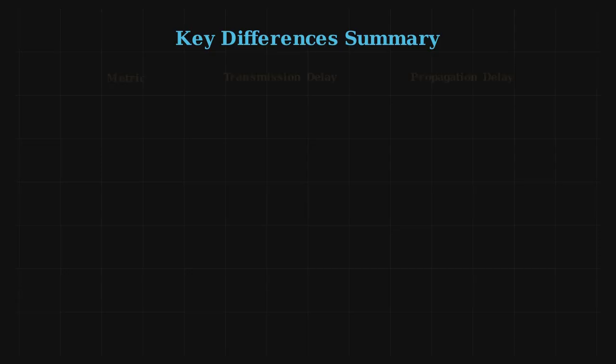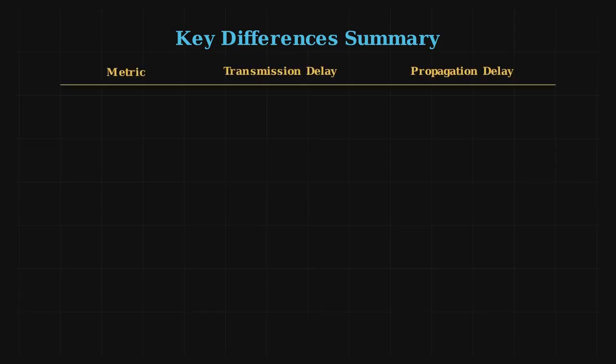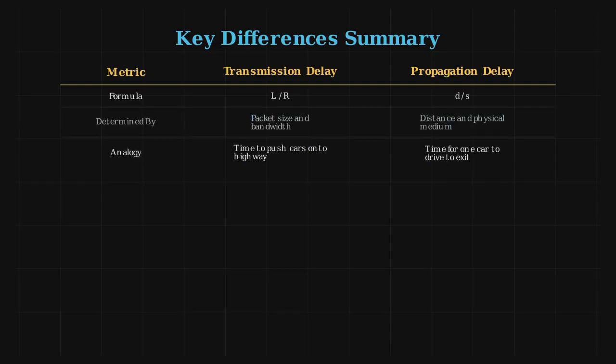To summarize, transmission delay is about packet size and link bandwidth. Propagation delay is about distance and electromagnetic speed. Together, they define key components of network latency.